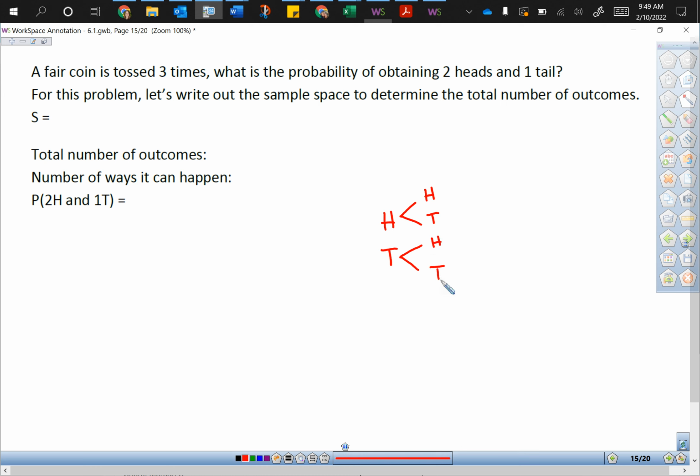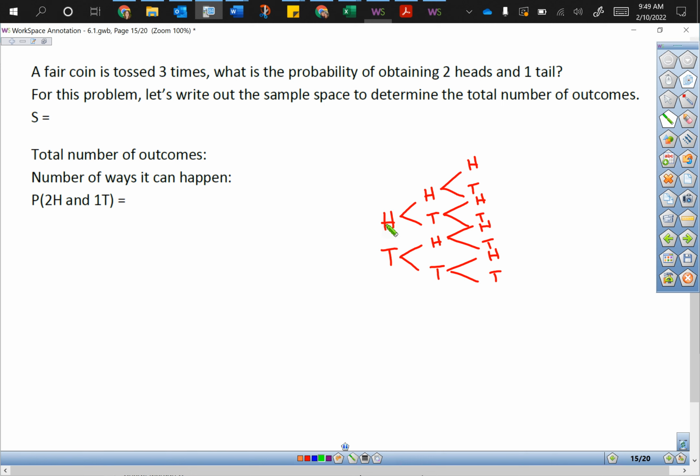Still a heads or a tails, right? Then when I go to toss the coin the third time, no matter what I get on the first 2 times, what are my options? Heads or tails, heads or tails, heads or tails, heads or tails. And what that does is that gives me all of my possible options.